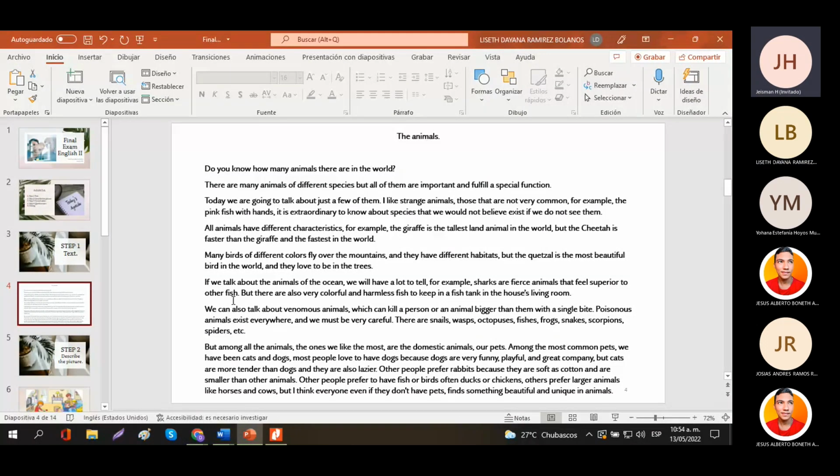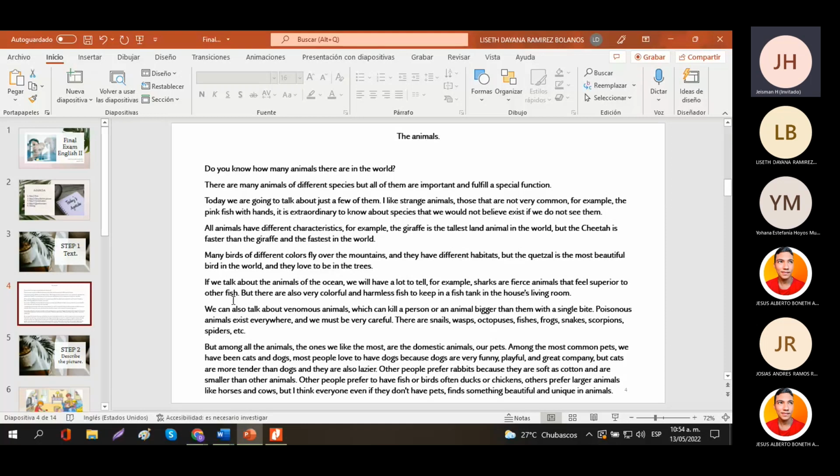But among all the animals, the ones we like the most are the domestic animals or pets. Among the most common pets, we have cats and dogs. Most people love to have dogs because dogs are very funny, playful, and great company. But cats are more tender than dogs, and they are also lazier. Other people prefer rabbits because they are soft as cotton and are smaller than other animals.